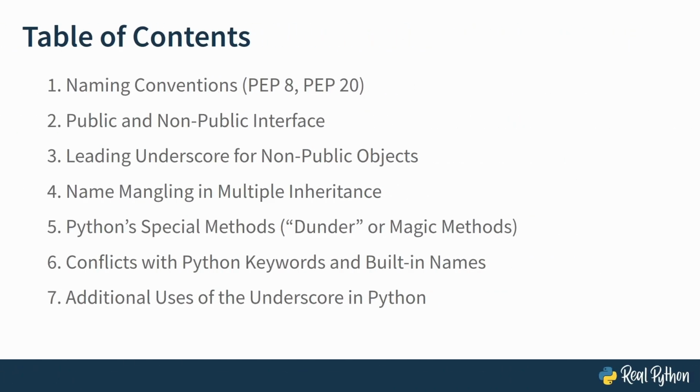So the contents of this course is as follows. We'll start with naming conventions, talking about PEP 8 and PEP 20, public and non-public interfaces, about leading underscores for non-public objects, name mangling in multiple inheritance. We'll talk about Python's special methods, Dunder methods or magic methods. You'll learn about conflicts with Python keywords and built-in names. And finally, you'll learn about additional uses of the underscore in Python.